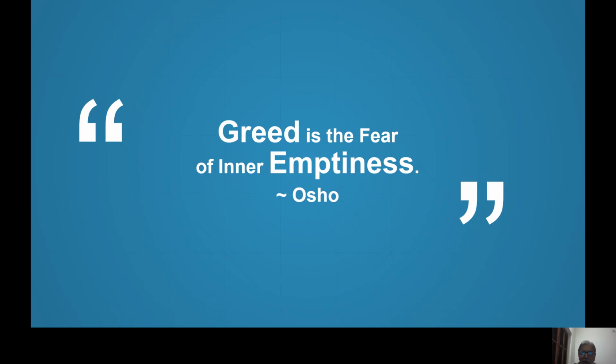I like to read a sentence every time. Greed is the fear of inner emptiness. If you are greedy, it is because from within you are feeling empty. If you are fulfilled from within, if you have satisfaction from within, whatever God has given is enough. Not only enough, you do not deserve that much too. Whatever God has given to you is more than enough.